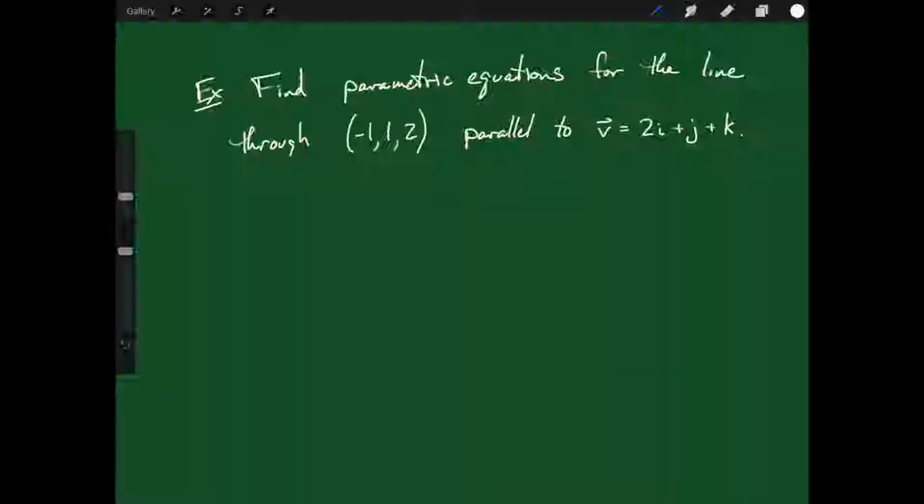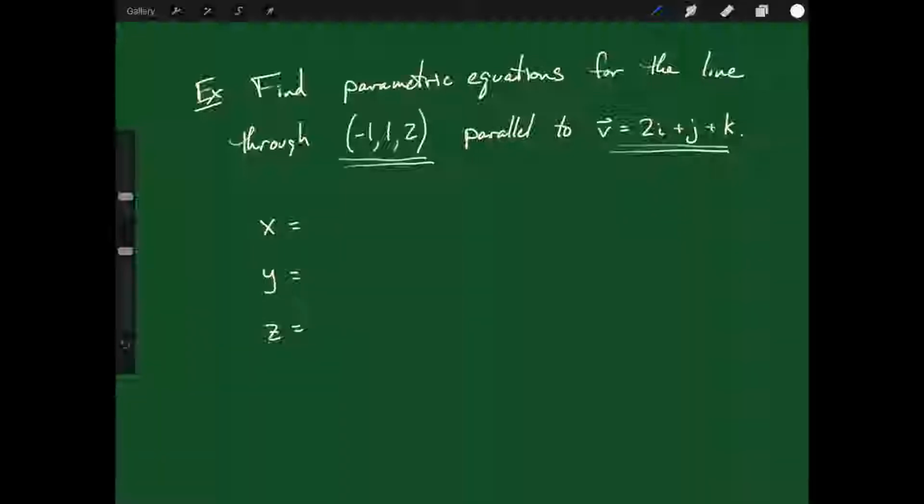All right, so what I have here is an initial point, P0, and a vector v that is parallel to the line that I want. So I can set up parametric equations here, x, y, and z.